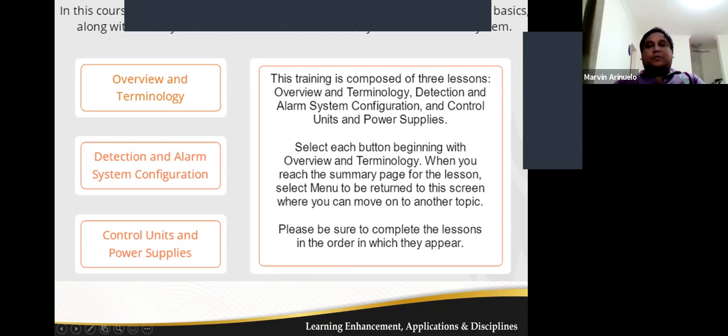Fire alarm basics provide you with a greater understanding of how fire detection and alarm are required by building and life safety codes, and review how different situations dictate different system features. Here we will discuss three lessons: an overview of terminology, detection and alarm, and control units and power supply.